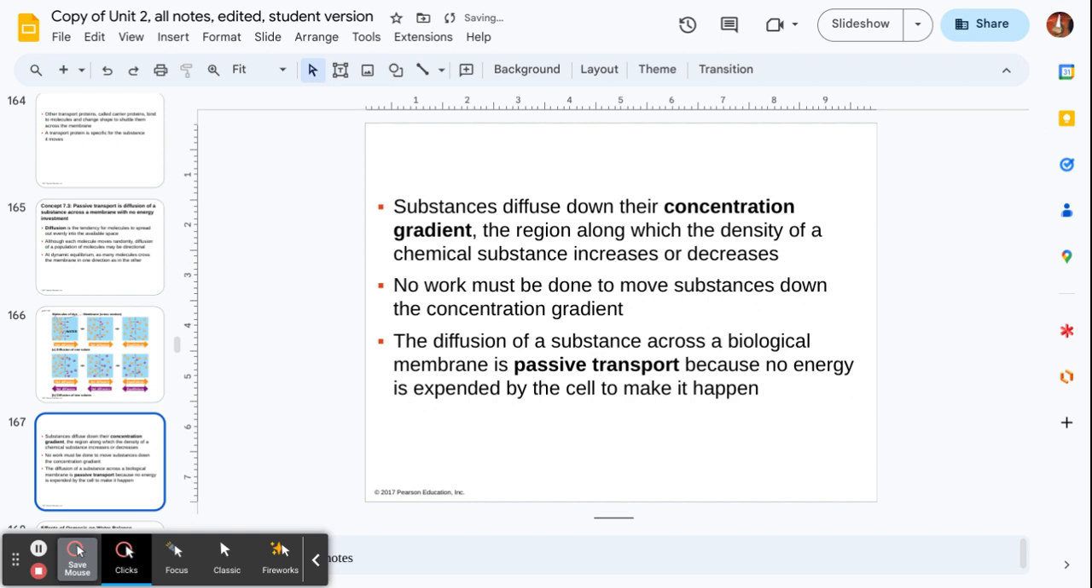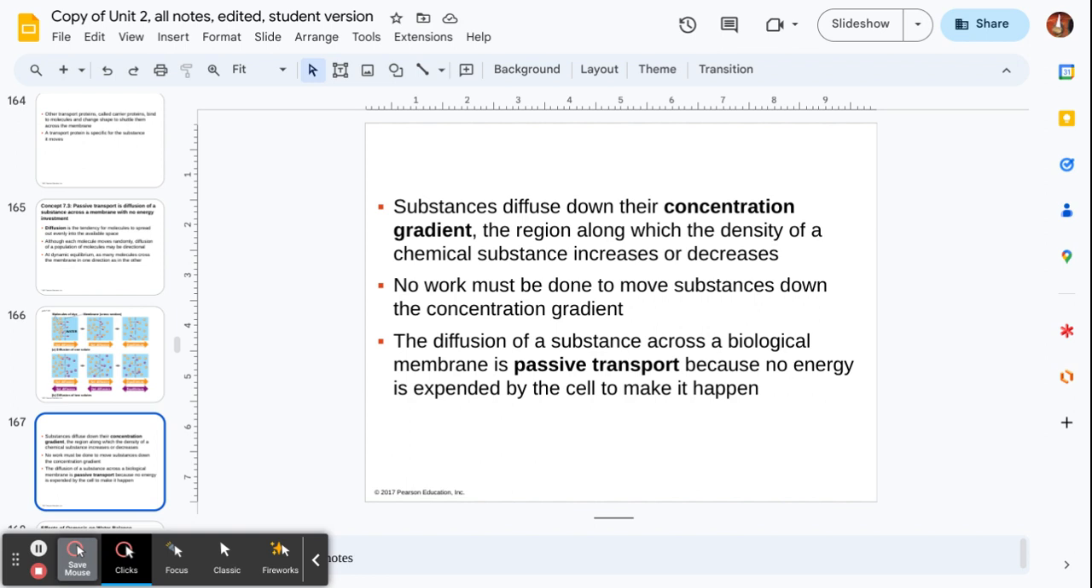Substances will always move from where they are most highly concentrated. They tend to try to separate as far from each other as they can. And that is called the concentration gradient.